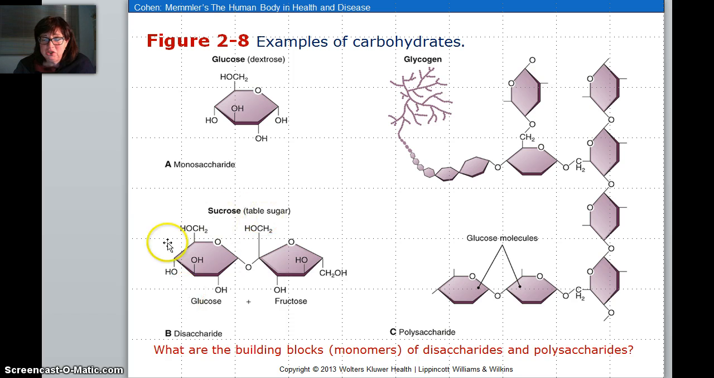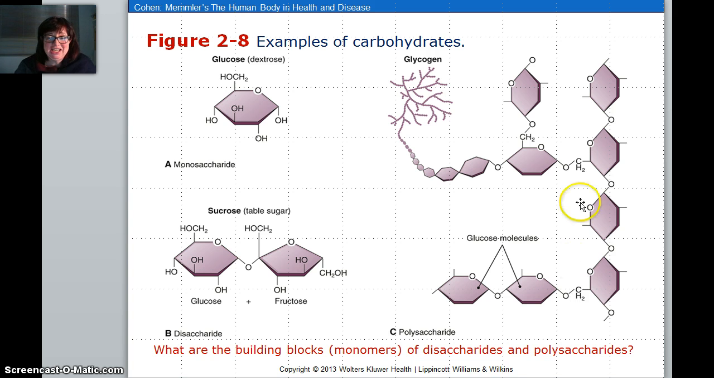When you have 2 glucose or an isomer of glucose, being fructose, together, you have a disaccharide. And this example of the disaccharide here is sucrose, which is regular table sugar. Then when you put all these building blocks and you build many of them together, you can have a polysaccharide. There's 3 main polysaccharides that we look at. This one is a branched polysaccharide.